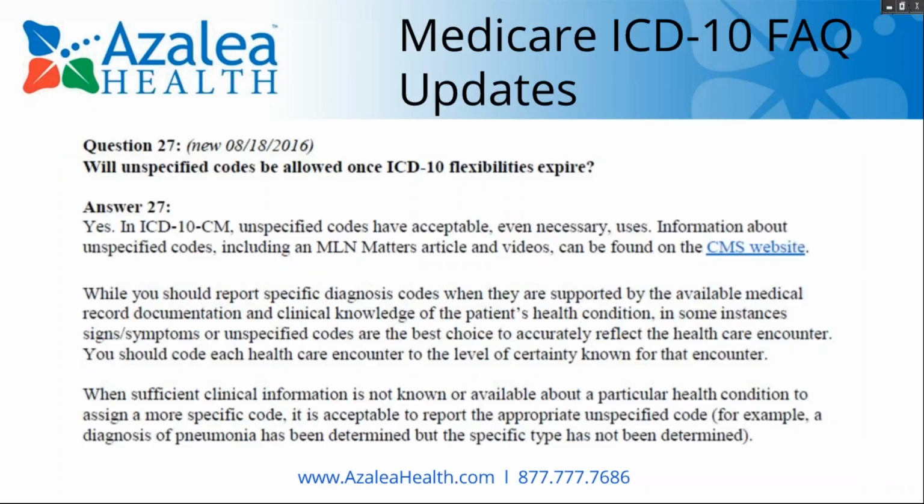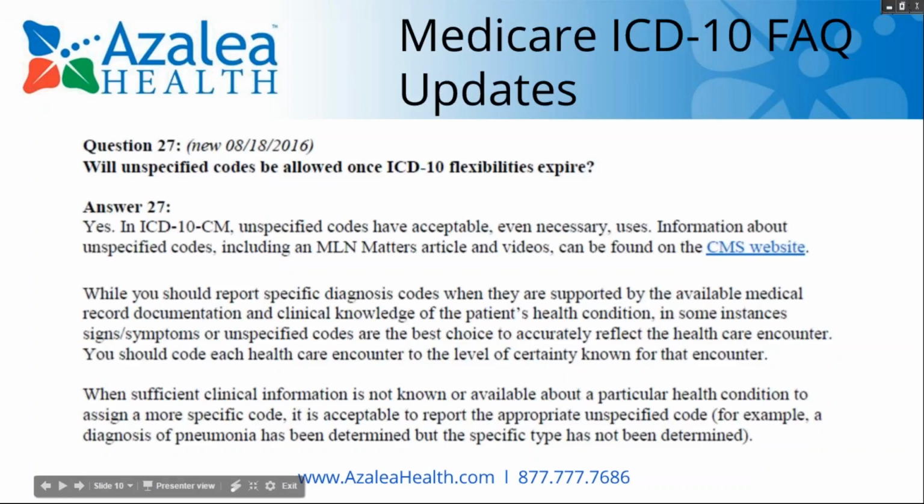And then on the next one, it gets better. They say, will unspecified codes be allowed? They're getting right to the point here. Will unspecified codes be allowed at all after this flexibility expires? And they say yes. And this one is important. I'm going to linger here for just a minute and let you read it, and I'll just kind of discuss it. They are admitting that there are some situations where you would still use an unspecified diagnosis code. And I've seen several examples, and a lot of this is going to be on a patient's first visit or initial encounter when you may not have all the information you need to make a specific diagnosis.